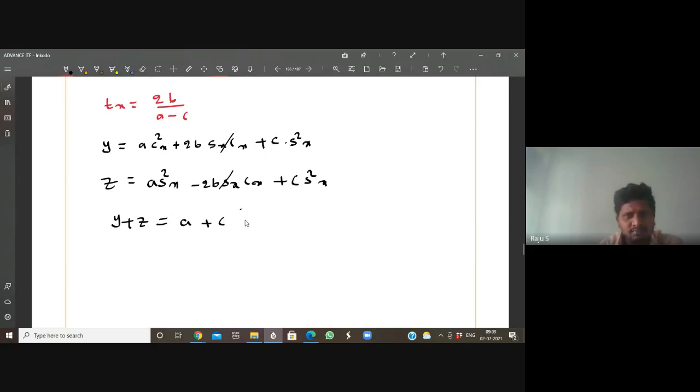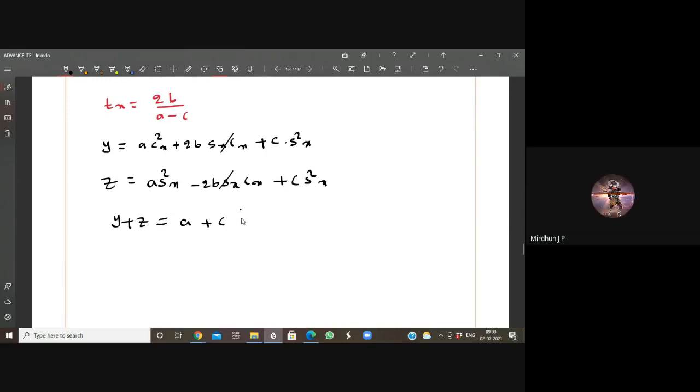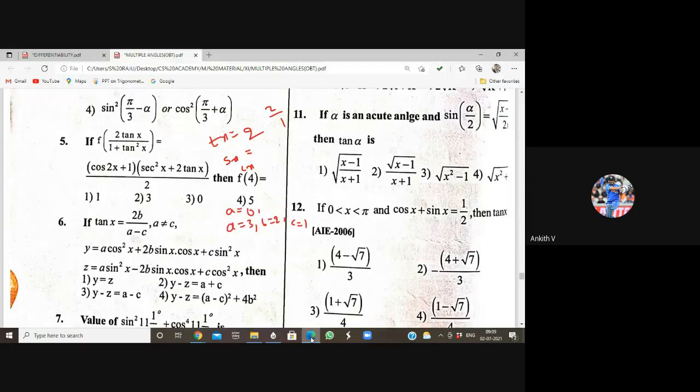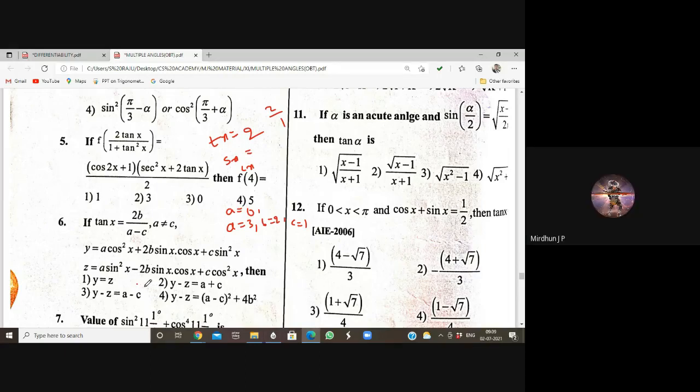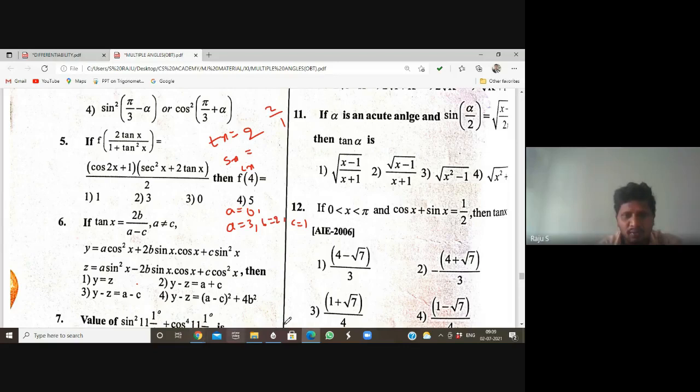Am I right? Sir, then in the question everything is in the form of Y minus Z, sir. Then Y minus Z is equal to A minus C, sir. Oh, wonderful. If we take the reciprocal, we will get the answer, sir. No, no, no. Okay, fine.